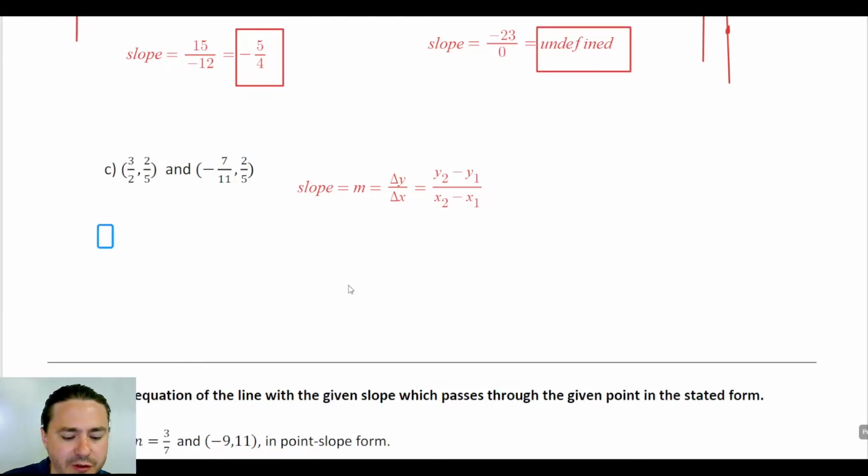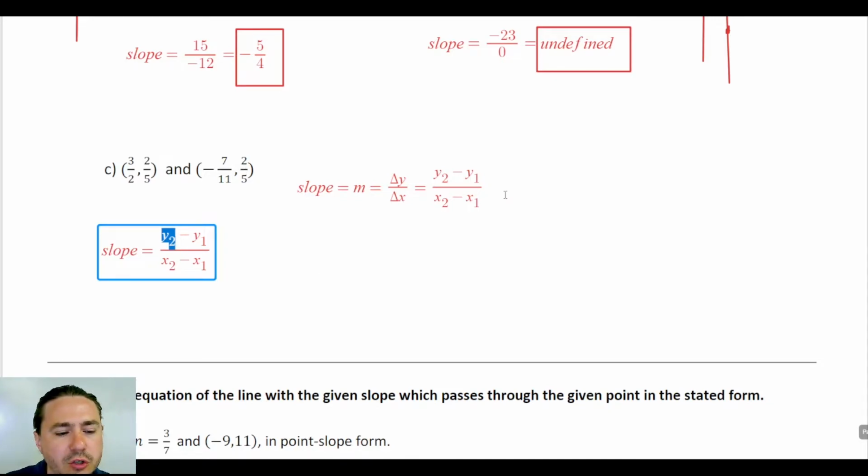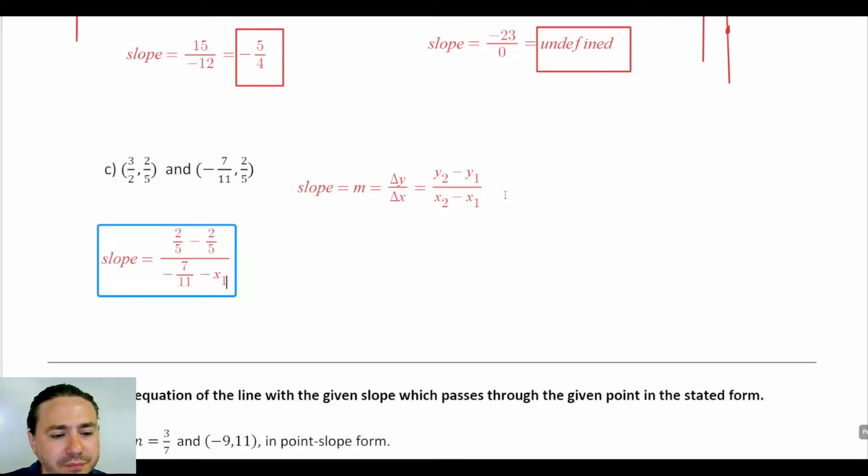So let's see what we have here. So we have the slope. It's going to be this y2 minus y1 over x2 minus x1, where y2 is going to be the second y coordinate, this 2/5. The first y coordinate is also 2/5. So actually, this one's going to work out pretty nicely. We almost don't even have to do all the arithmetic here. So x2 is going to be negative 7 over 11, and then the first one is 3/2.